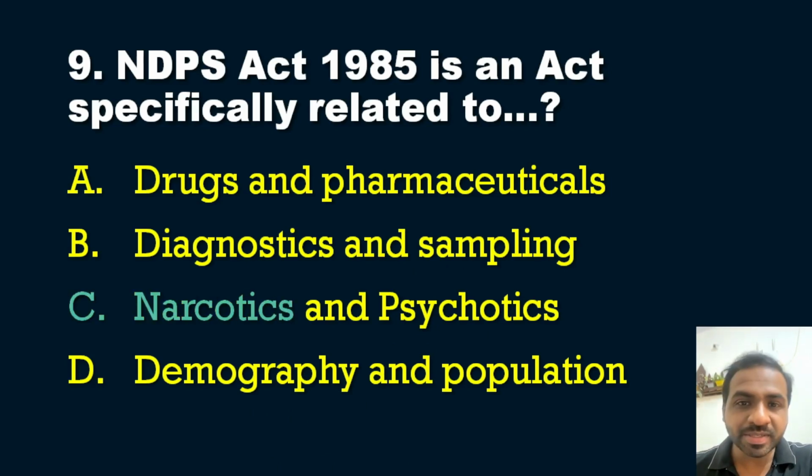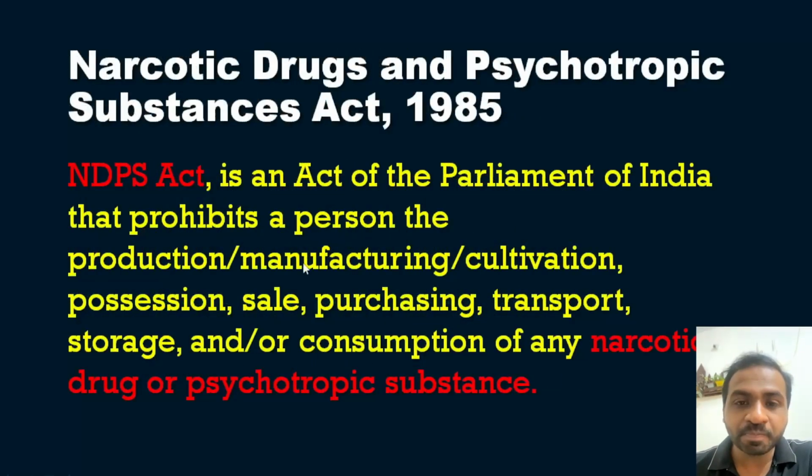The answer is option C, narcotics and psychotics. We will have a look at the Narcotic Drugs and Psychotropic Substances Act, NDPS, 1985. It is an act of the Parliament of India that prohibits the production, manufacturing, cultivation, possession, sale, purchasing, transport, storage and or consumption of any narcotic drug or psychotropic substances. So the NDPS Act is related to narcotic drugs and psychotropic substances.